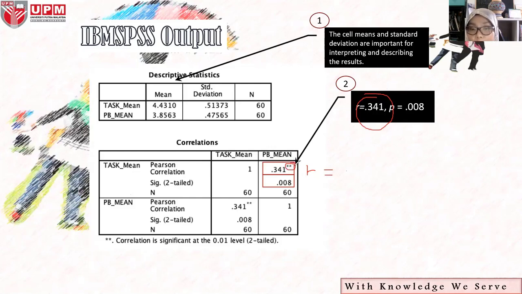How can we read the two stars here? By referring to the notes located below the table, two stars refer to correlation is significant at the 0.01 level. That means if the result is significant at 0.01, and you set your alpha at 0.05, automatically it is also significant. And then this is the significance value. These are the only values that we need from the correlation table.